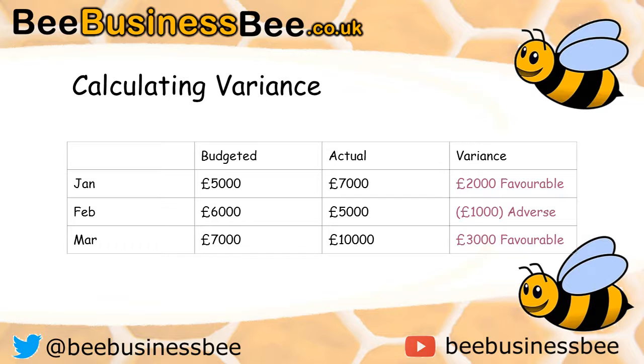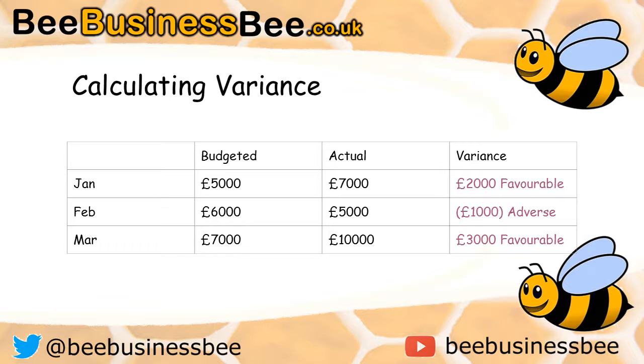Well, in March, again, I planned my budget to make £7,000 profit, but I actually made £10,000 profit. So I've done better by £3,000. That's a favourable budget, so it's in my favour. I've done better by £3,000. And that is how it works. That's actually doing effectively what we call budgetary control. I'm looking at my data, I'm comparing it, and I'm going to do something about it. And what I do about it will be part of my budgetary control.